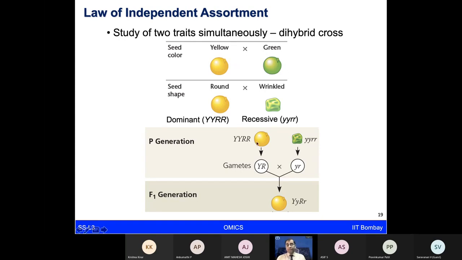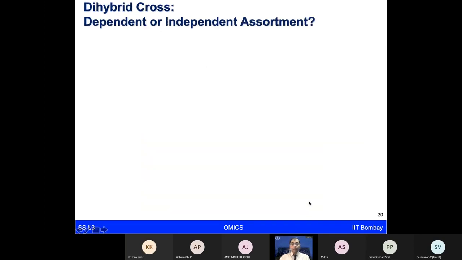So in this case, you are looking at the gametes from this particular seed, which is going to generate capital Y, capital R, or from the green and wrinkled shape, which is recessive in trait, small y, small r. So in the first generation, the F1 generation, you're still going to see dominance of only these yellow and round seeds, which is going to generate this gamete shape here.